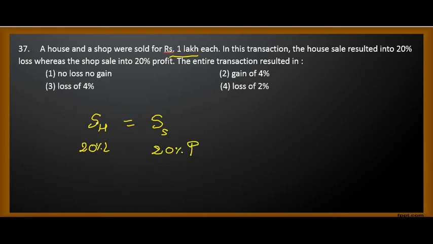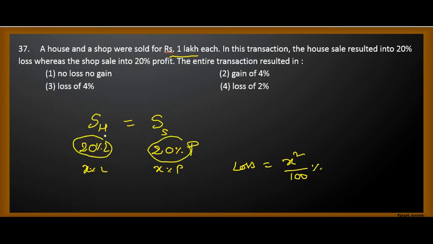Listen carefully. When the selling price of two items is the same, on one article there is X% loss and on another article there is X% profit, then the trader will always incur a loss, which is equal to X square by 100%. So here 20% is loss and 20% is profit. Here selling prices are same. When selling prices are same only you can apply this concept. So the answer will be 20 square by 100, which is equal to 4%. The answer is option 3.